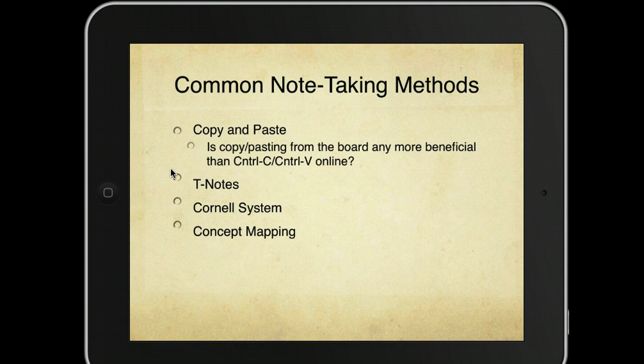But those are T-notes. Cornell system notes are also very similar. But instead what you have is a box at the bottom. And here they can either write a summary or a personal reflection, something. It's like they're concluding point.